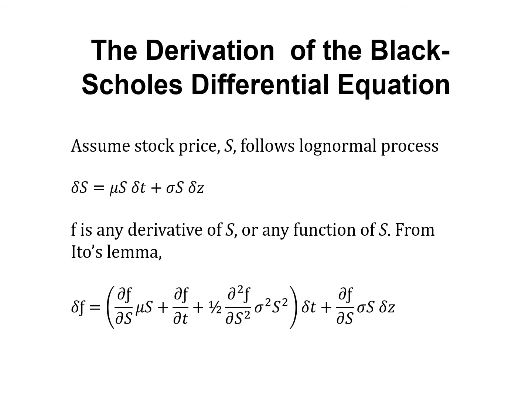So what's the difference between Ito's lemma and ordinary differentiation? In differentiation, there will be no second order term. There's no 1/2 partial square f over partial S square sigma square S square. It is there because of this randomness. The randomness adds one more term. Okay, so we are not going to go over the detail here. If you want, you can check Ito's lemma.